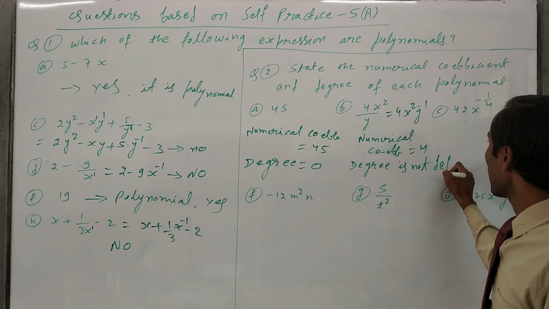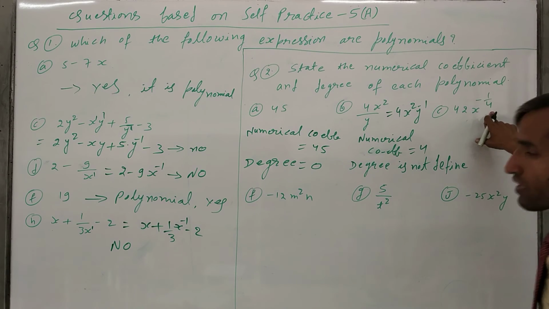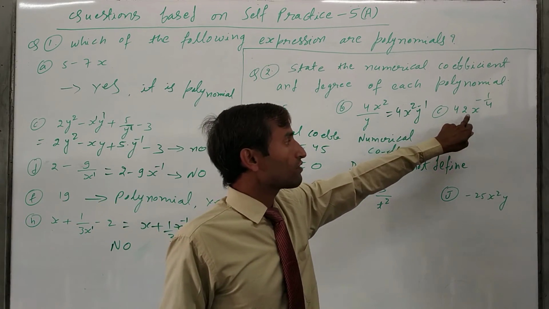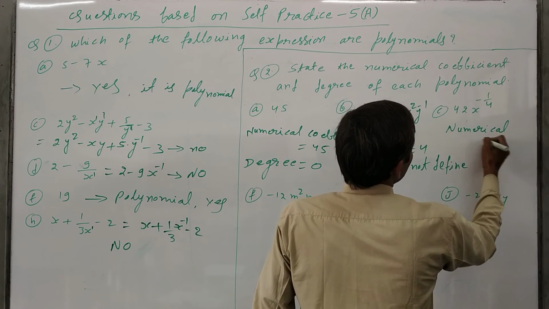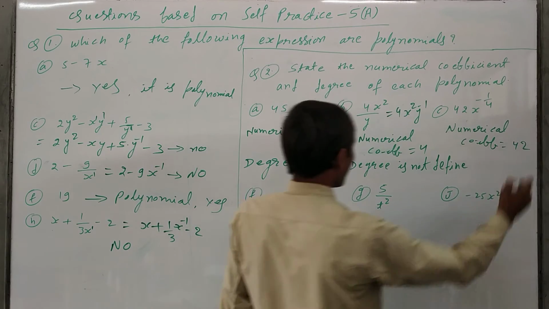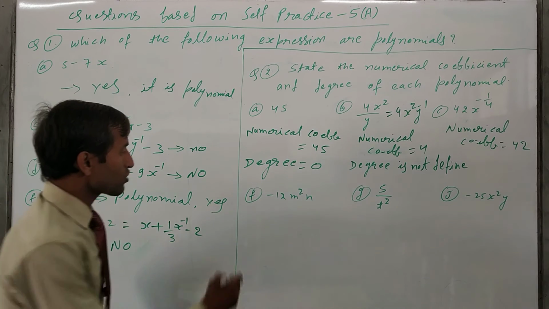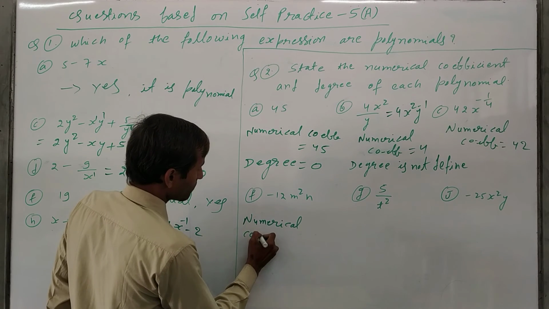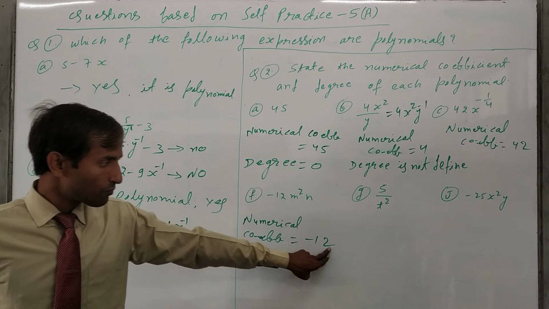Now the next one, part C: 42 x power minus 1 upon 4. Again the power is negative and there is a fraction also, so in this case degree is not defined. Only the coefficient we have to find, so the numerical coefficient will be 42. Shortcut, you can write coefficient like this, equal to 42. In the next one, first of all, the numerical coefficient is equal to minus 12. If the sign is minus, you can put minus here also.